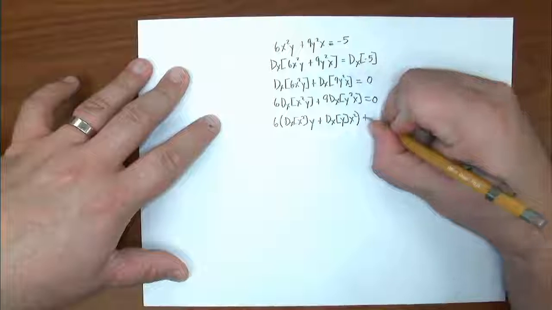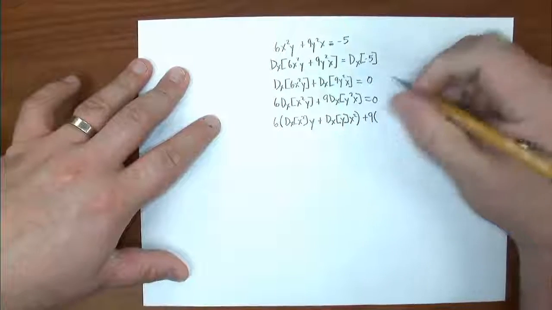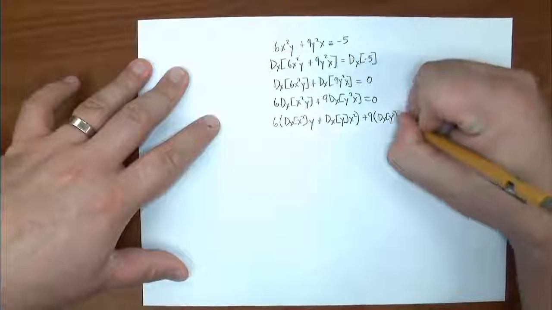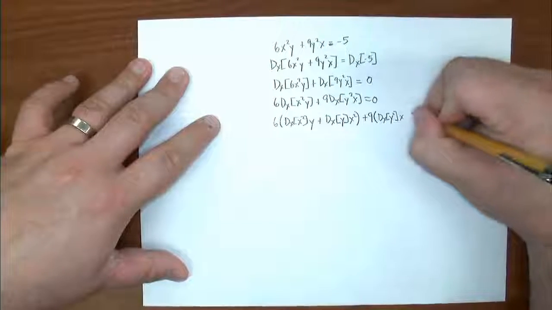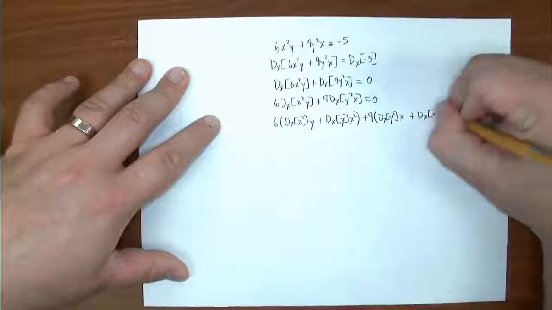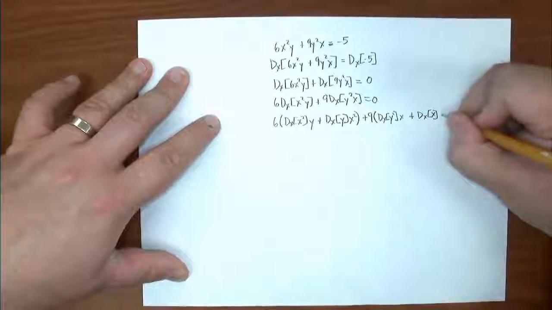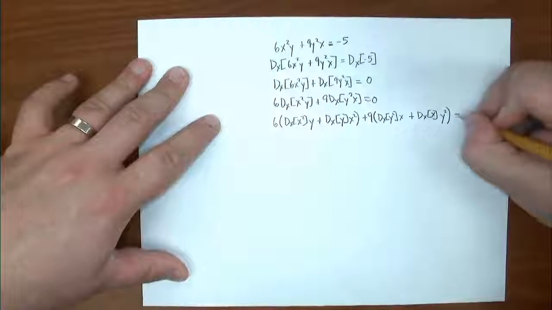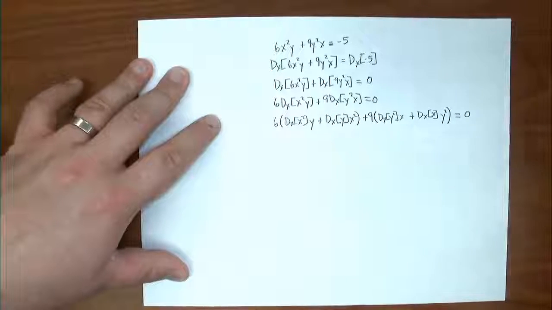Then we have, let's do the same thing with the next one. 9 times the derivative of the first function, y squared, times the second function, x, plus the derivative of the second function, x, times the first function, y squared, close parentheses, all of that equals 0.